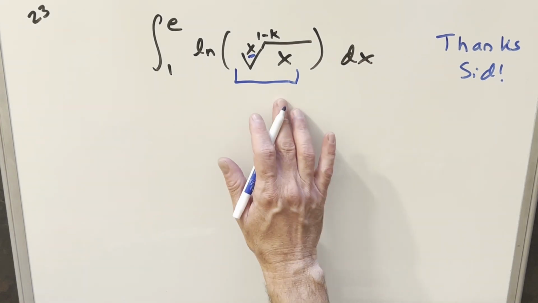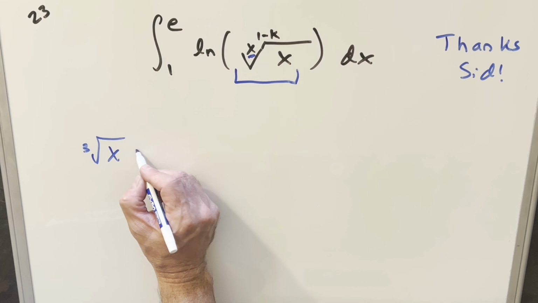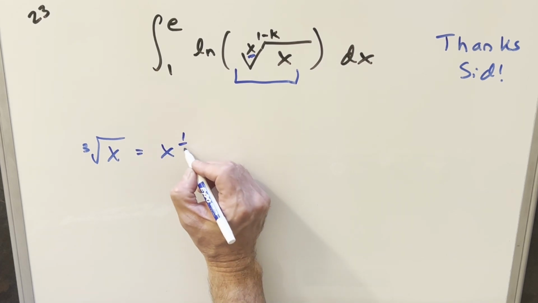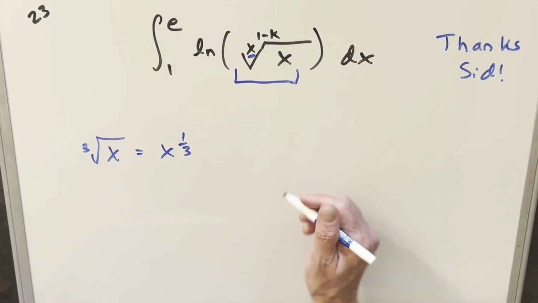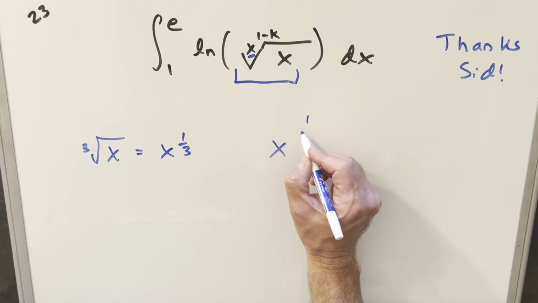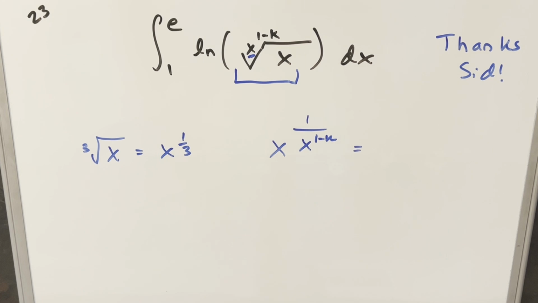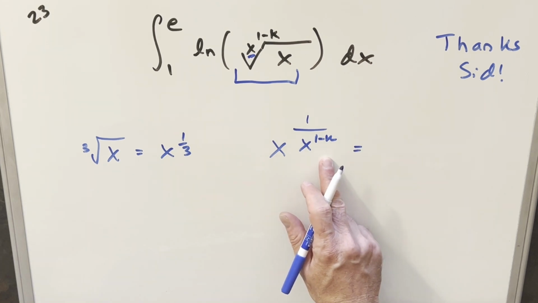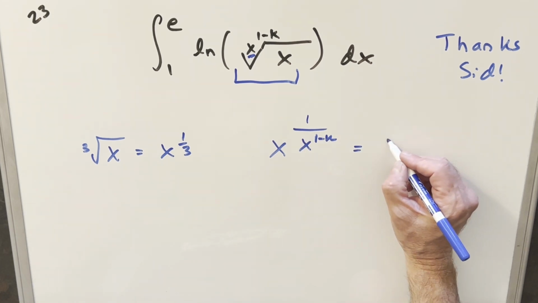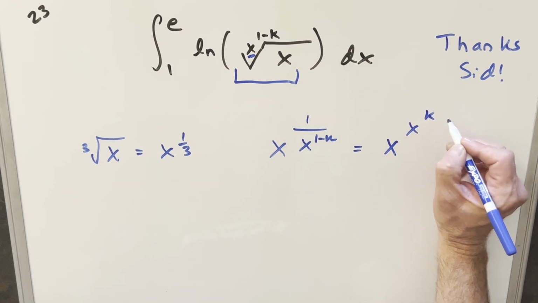If this is confusing, just think, if you have the third root of x, we can always write this as x to 1 over 3. So doing the same thing with what we have here, I can rewrite this as x to the 1 over 1 minus k. But this exponent still looks confusing, so what we can do is flip it and change the sign. So I can write this as x to the k minus 1.